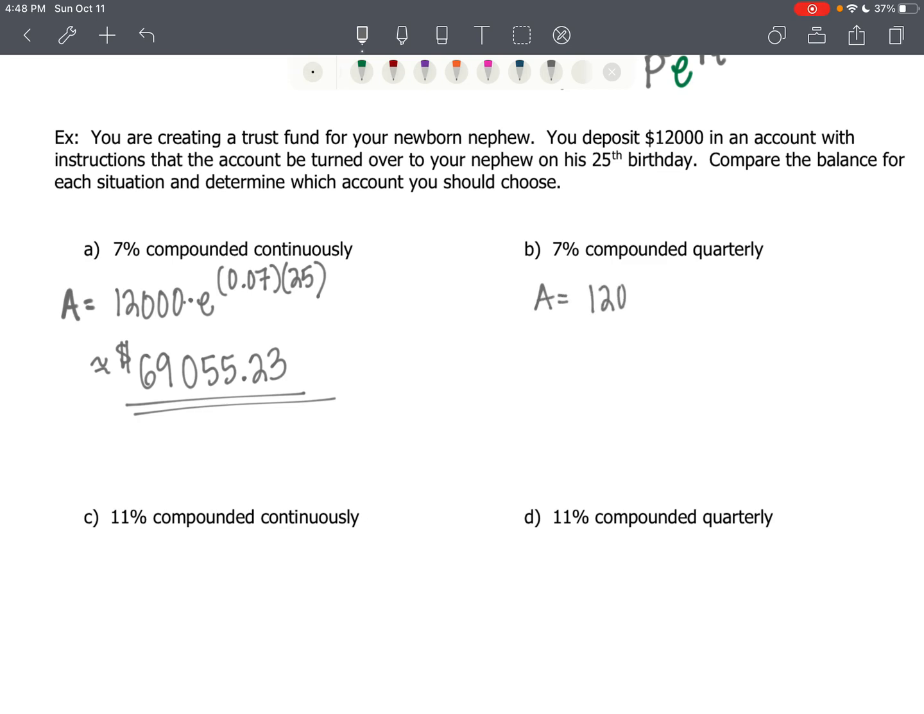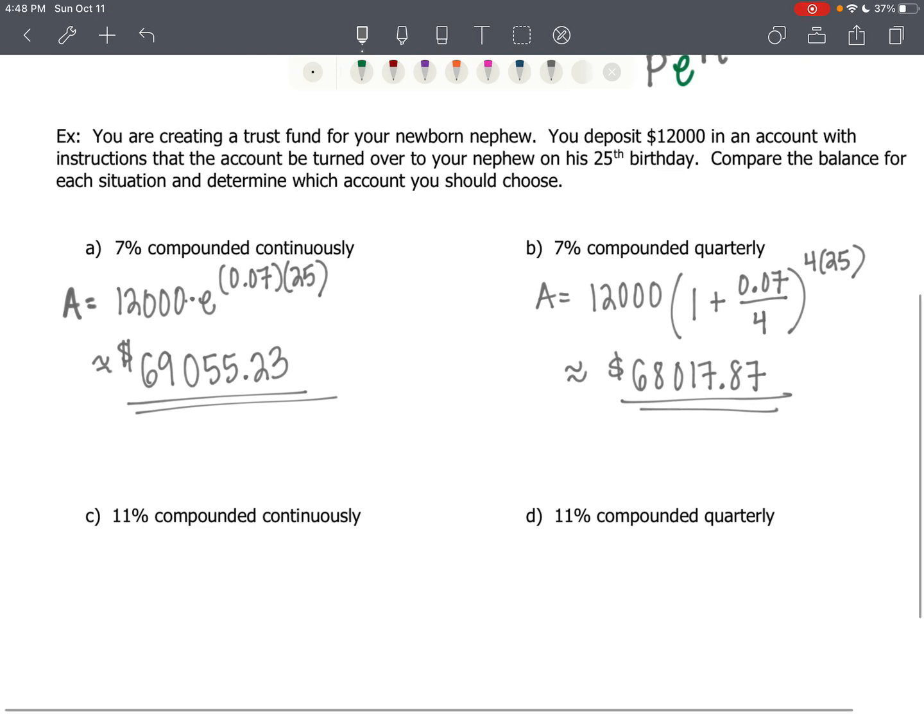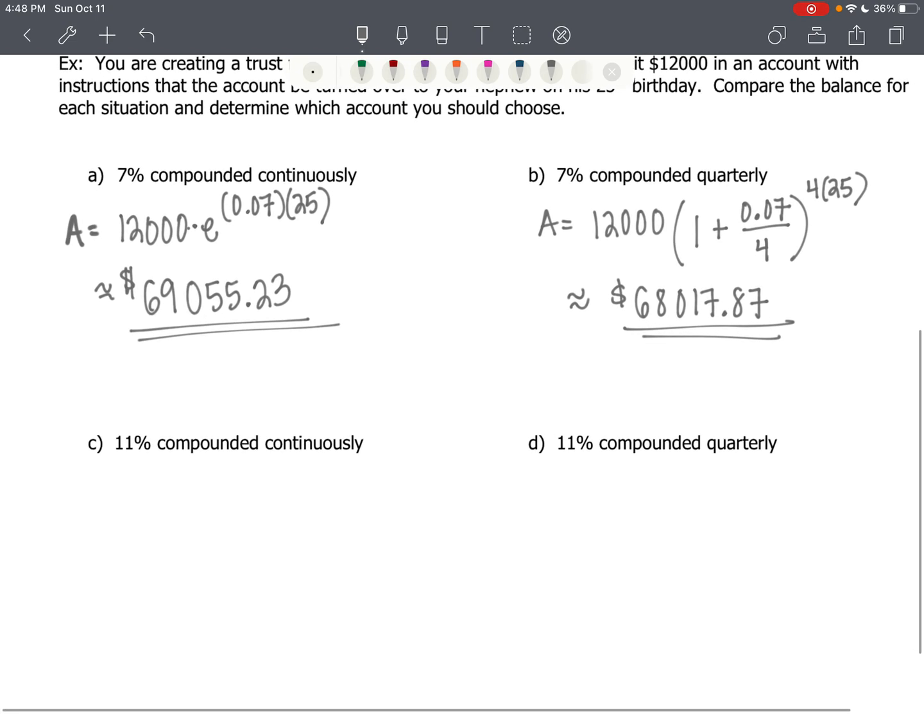We'd still have an initial principal balance of 12,000 multiplied by 1 plus our rate, which is 7%. Compounded quarterly means N would be 4. There's 4 quarters in a year. And then 4 times 25, so N times T. We put that into our calculator and we get approximately $68,017.87. So far, 7% compounded continuously is a little bit better.